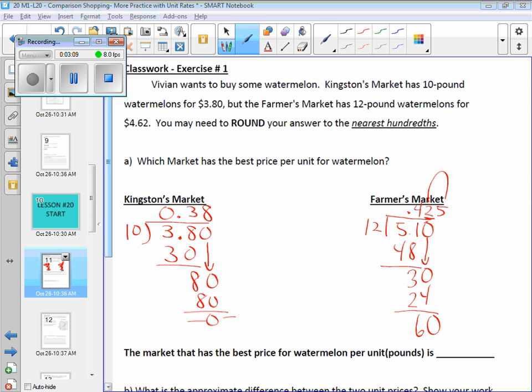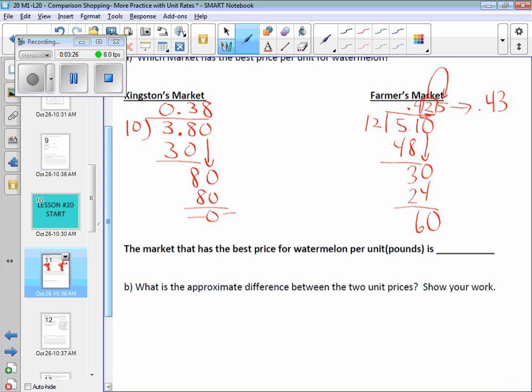Now I look here, and Becca's right. If it's 5 or more, this goes up to 0.43, which is 43 cents. Because you're going to have to do it again. I think you have to do it on your exit ticket as well. So I want to practice it a little bit. All right, so who's got the better deal? Farmers or Kingston? Kingston.